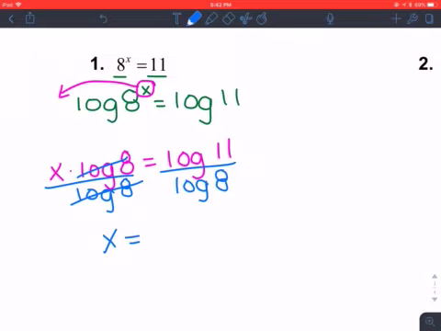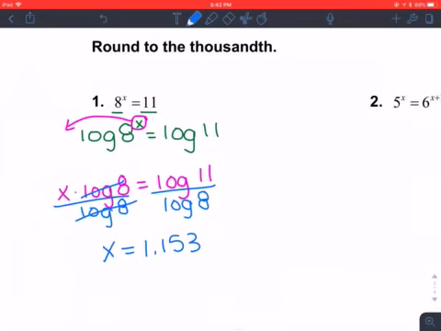This part we're going to be able to plug into our calculator. Log of 11 divided by log of 8, because the log button on our calculator will be log base 10. Okay, and we get an answer of 1.153. We are rounding to the thousandth place. So this is our final answer.